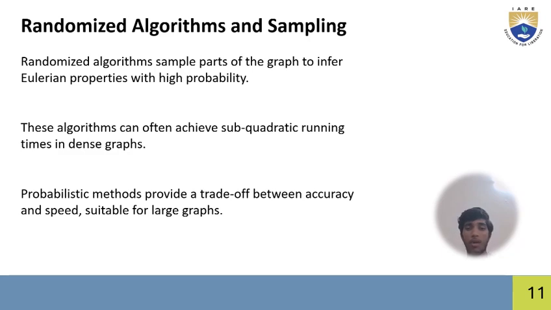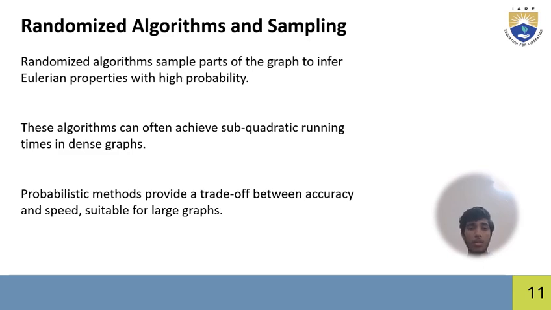Randomized algorithms and sampling. Randomized algorithms sample parts of the graph to infer Eulerian properties with high probability. These algorithms can often achieve subquadratic running times in dense graphs. Probabilistic methods provide a trade-off between accuracy and speed suitable for large graphs.